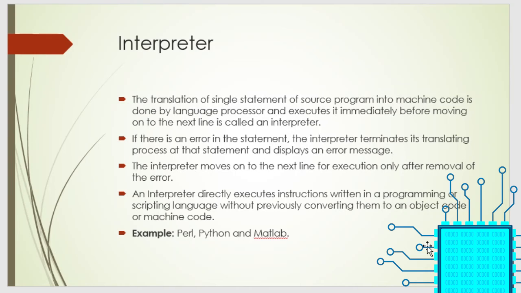If there is an error in the statement, the interpreter terminates its translating process at that statement and displays an error message. The interpreter moves on to the next line for execution only after removal of the error. An interpreter directly executes instructions written in a programming or scripting language without previously converting them to object code or machine code. So the programming languages which are interpreted are Perl, Python, and MATLAB.